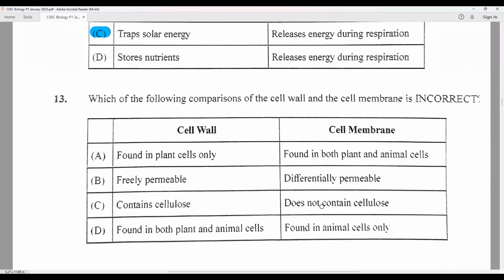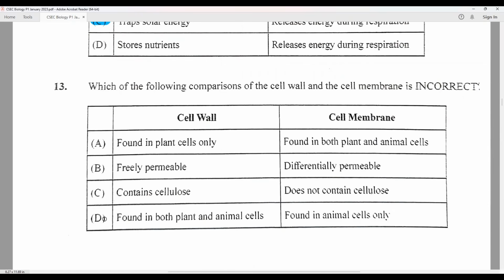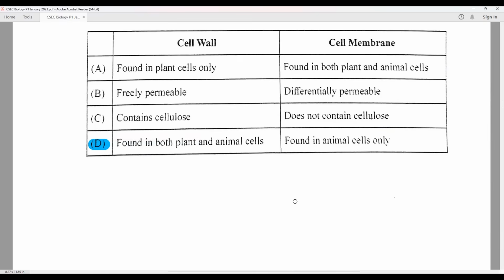Which of the following comparisons of the cell wall and the cell membrane is incorrect? And we're going with D. Found in both plants and animal cells. That's not true. A cell wall is only found in plants, and a cell membrane is found in both plants and animals. So that is not correct.